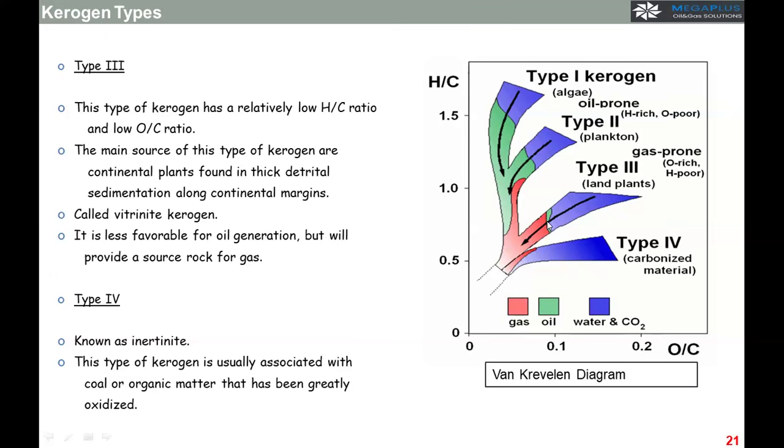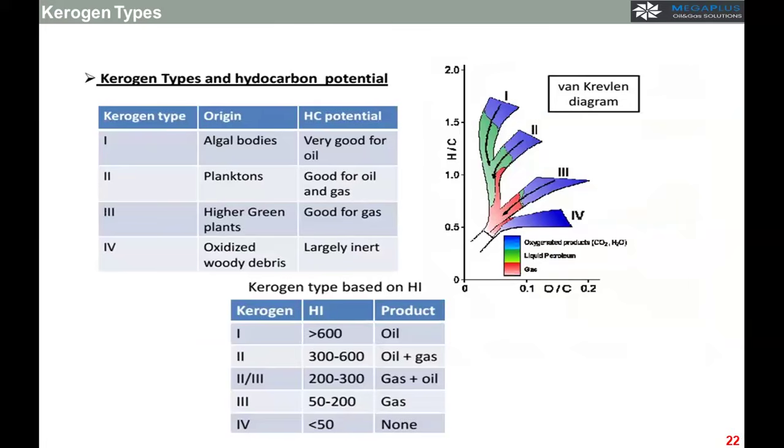Type 4 is inertinite. This type of kerogen is usually associated with coaly organic matter, and it is highly oxidized. There is no hydrocarbon here. Each one of them has a hydrogen index and a favorable product of this kerogen. As I mentioned, this is just a very quick summary.